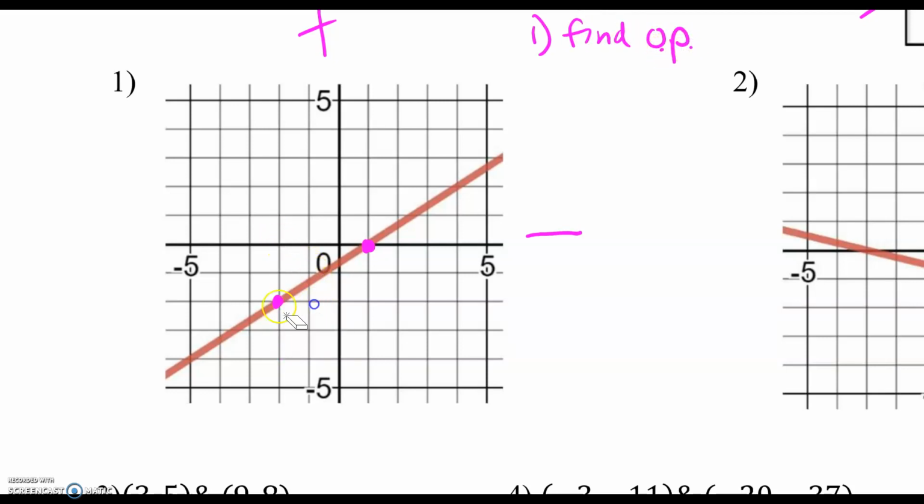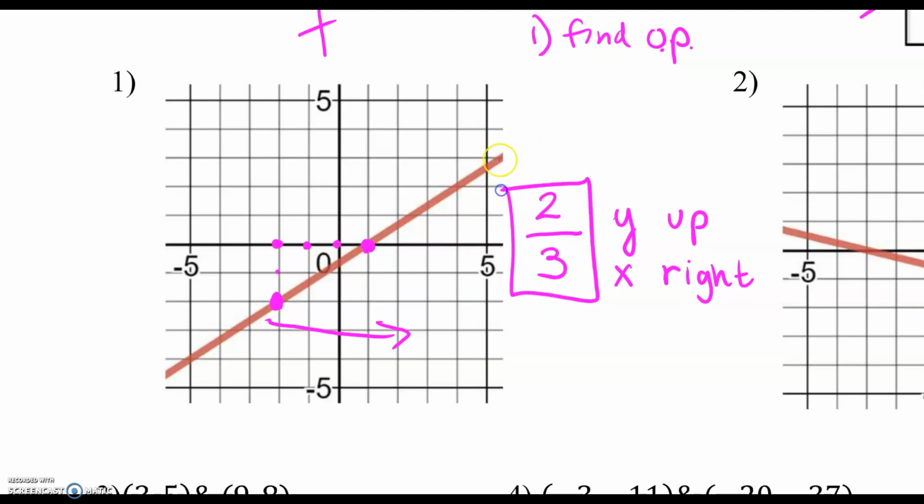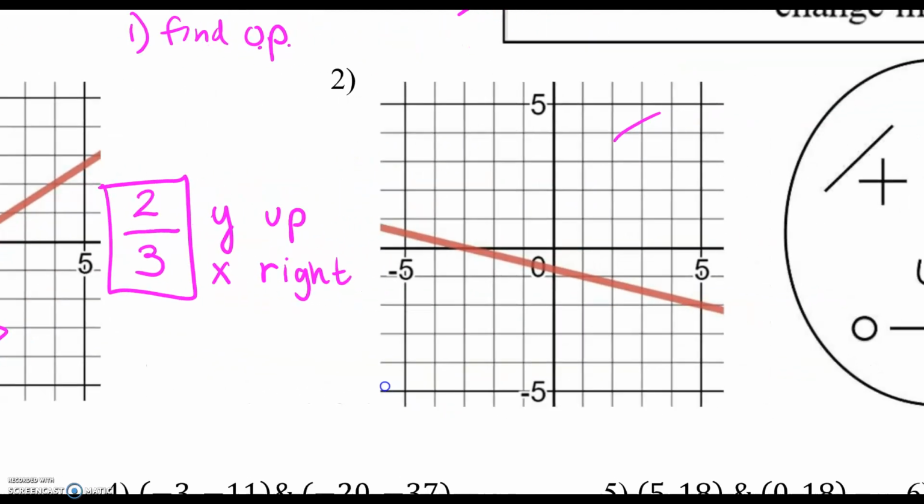Then I'm going to count from the left side to the right. I start here, and I'm going to count my y values. That's up. I count up 1, 2. And then I count the x direction, which is always going to be to the right. From here, I go over 1, 2, 3. So I have a positive 2/3 slope. Nice.